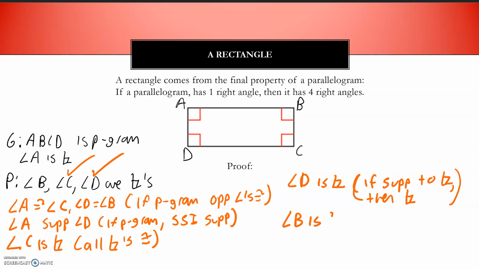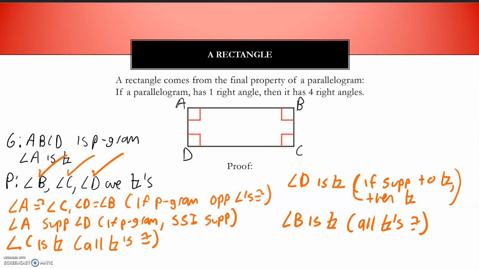Angle B is a right angle, because all right angles are congruent. And there's your final angle. So if you have a parallelogram with one right angle, you have four right angles. You'll see other proofs of this.